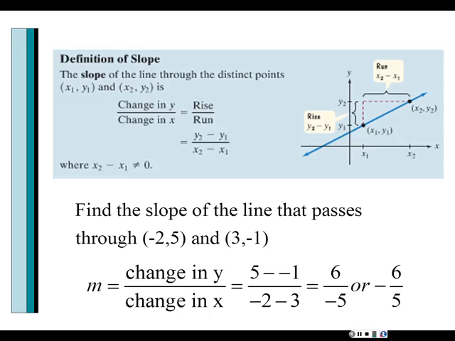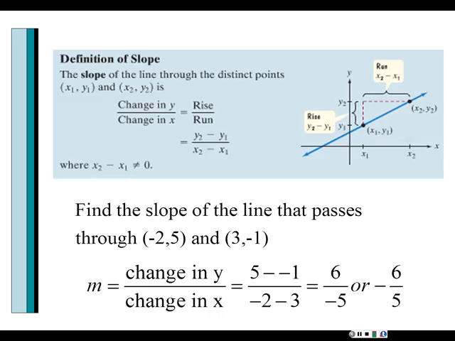Let's say you have a line, and these are the 2 points you are given. 2 points mean the coordinates of 2 points, right? x1, y1, x2, y2. And this is the formula you have for the slope: y2 minus y1 divided by x2 minus x1. Once you know it, you should be able to find the slope.